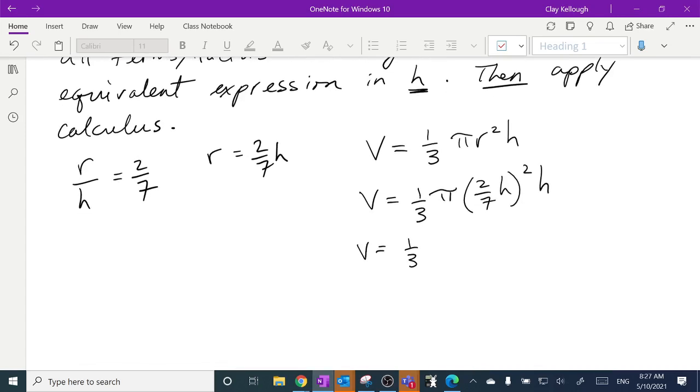We'll take everything that's a coefficient. 2/7 squared is 4/49. And then, of course, h squared times another h is h cubed. And then we'll do the derivative of that.